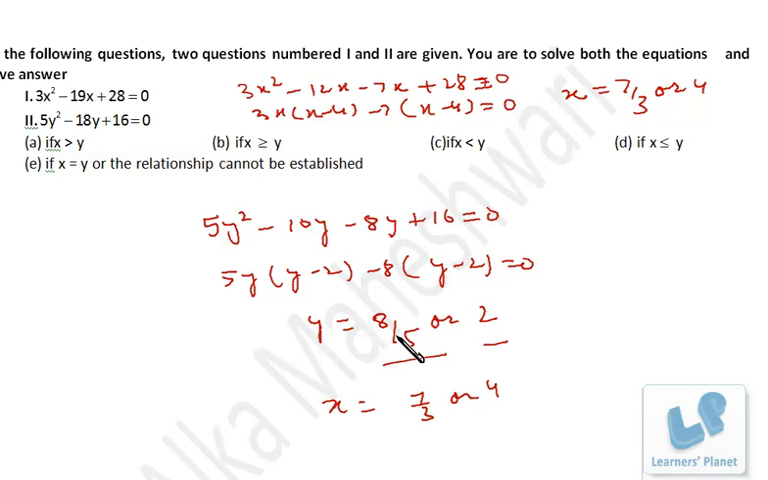Now, we have to check whether 7 by 3 is greater than 8 by 5 or not. So here it's 8 by 5 and here it's 7 by 3. I have already told you how to compare. 3 8s are 24 and 5 7s are 35, right? So 7 by 3 is greater than 8 by 5. So both the values of x are greater than both the values of y. So in any case, maybe y is this or this, or x is this or this, x will always be greater than y, right? So x is greater than y. Okay, I hope you are clear.